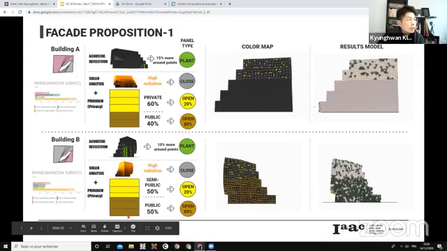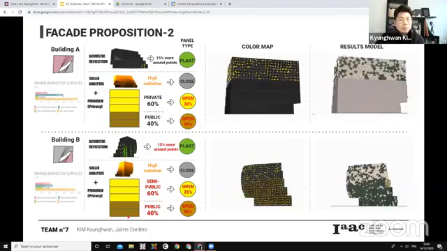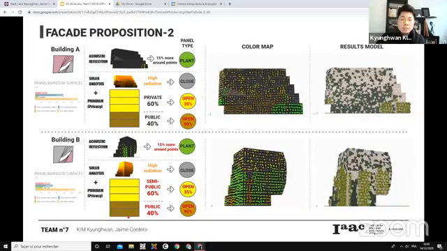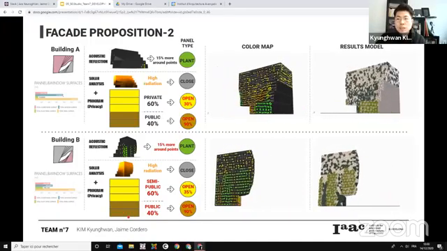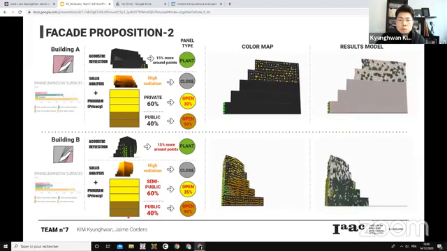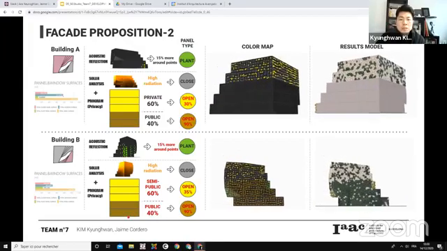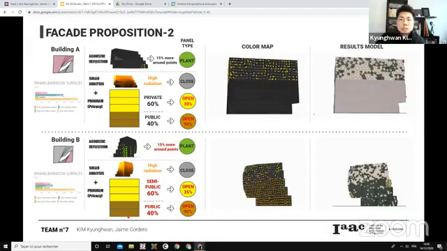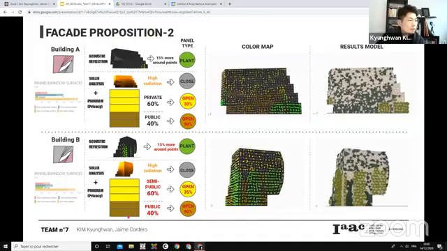And our second proposition for the facade design is that we gave 60% and for the upper 3 floors for both buildings, then increased the openings value. In the result, compared to the first proposition, 67 square meters for building A and 140 square meters for building B are increased.